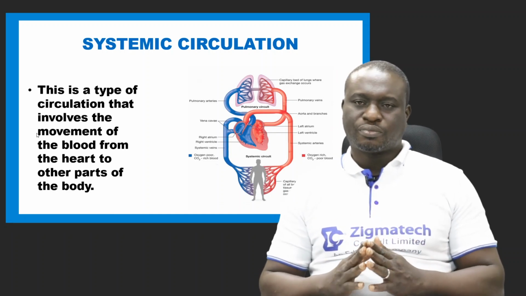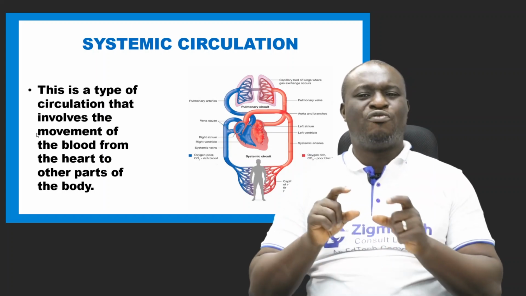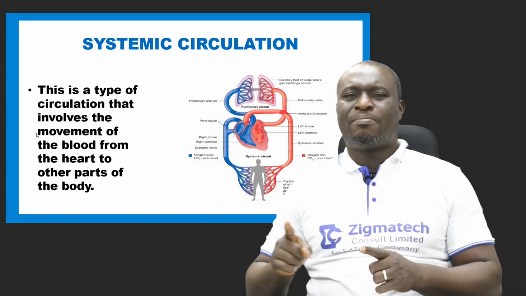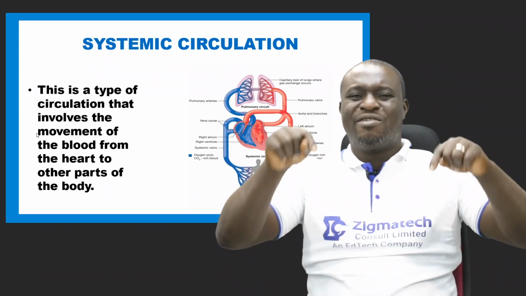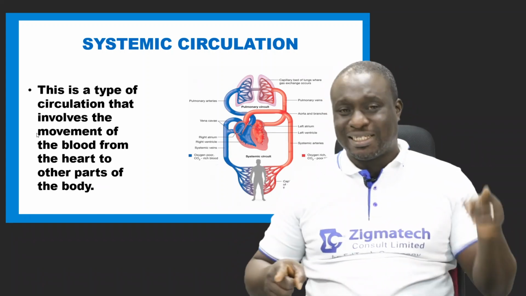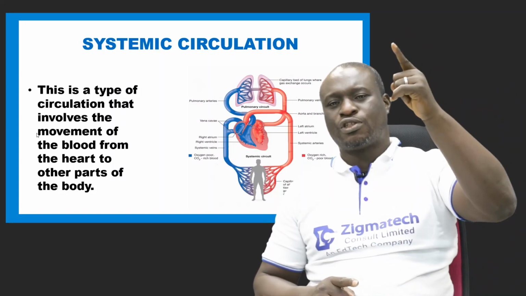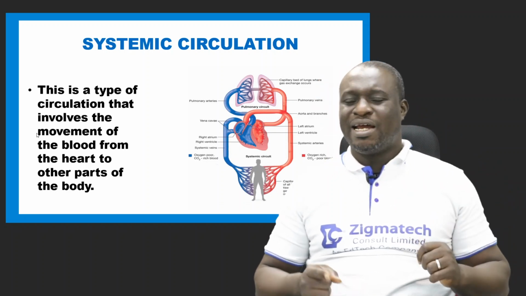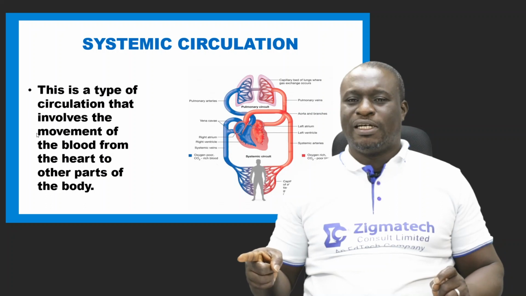Now, the next one is systemic circulation. Systemic circulation is a type of circulation that involves the movement of blood from the heart, this time, to other parts of the body. Remember, that's why we said that both pulmonary and systemic circulation are involved in double circulation. Blood passes through the heart twice: first it passes from the heart to the lungs and then returns, and then it passes from the heart again, that's the second time, to the parts of the body.